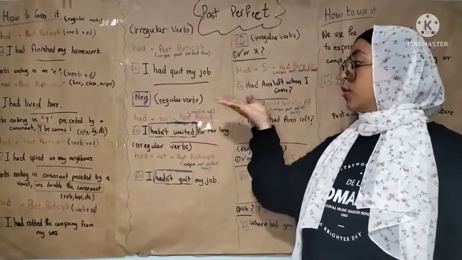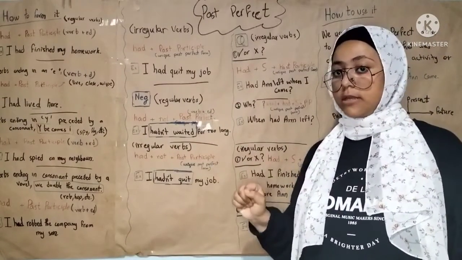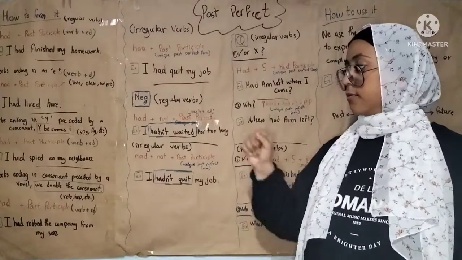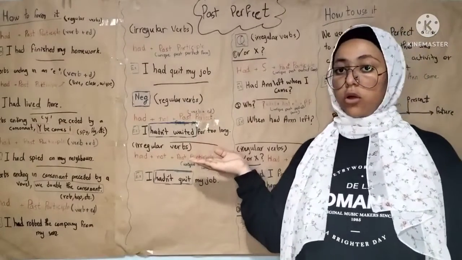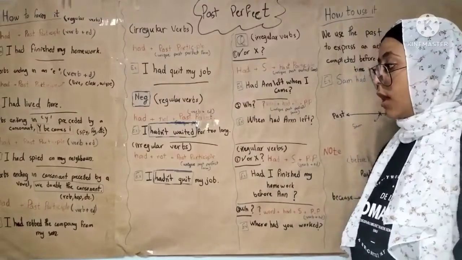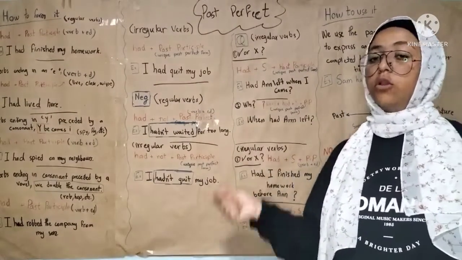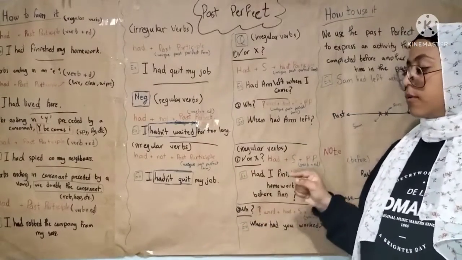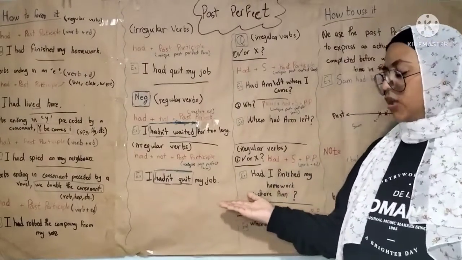Negative, regular verbs: had plus not plus past participle, and verb plus ed to form the past participle. For example, I hadn't waited for too long. With the irregular verbs, had plus not plus past participle, which have a unique past perfect form. For example, I hadn't quit my job.